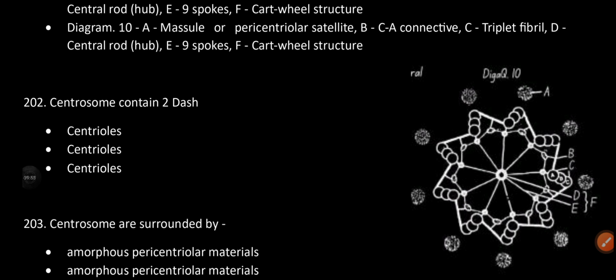A. Massive or pericentriolar satellite. B. C-A connective. C. Triplet fibril. D. Central rod hub. E. 9 spokes. F. Cartwheel structure.